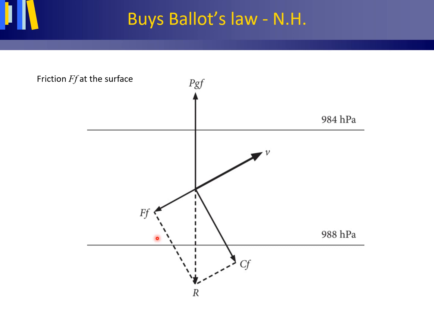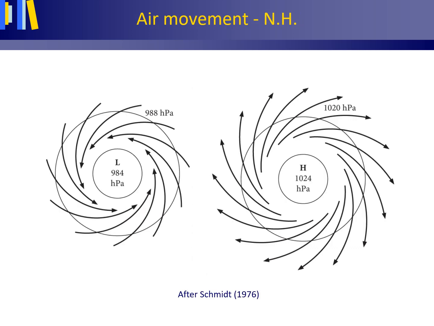Buys-Ballot, by the way, was the first professor in physical geography at Utrecht University. So air movement at the Earth's surface is at an angle to the isobars. On the northern hemisphere, this causes the flow of air around the low pressure area to be spiraling inwards as indicated on this picture.